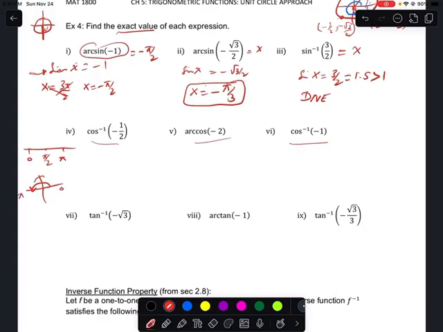Looking at the last one here, it says sine inverse of 3 over 2. If you say this is x, then we are getting sine of x equals 3 over 2. Now remember, this is a number greater than 1. It is equal to 1.5, which is greater than 1. So this value does not exist.